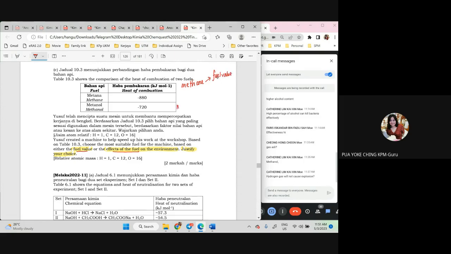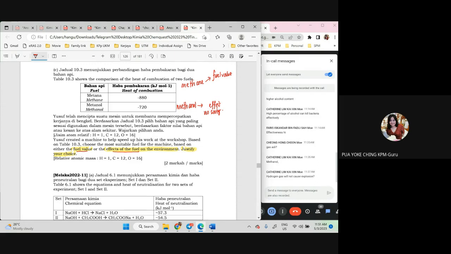If you choose methanol, your answer will depend on the effect on the environment. No pollution, no sooty flame. Okay, so this is another one. This one narrows down your answer.